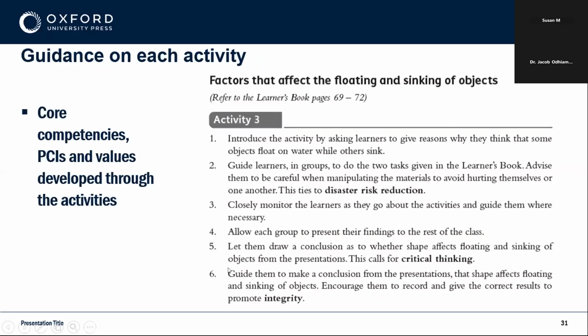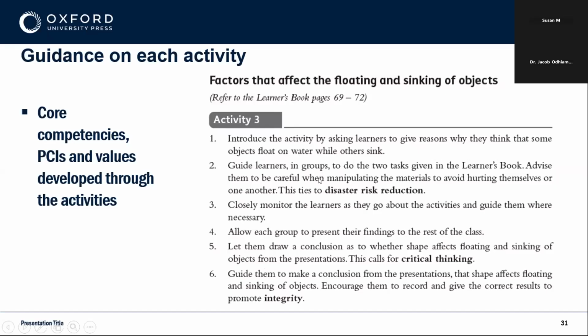So this is the learning guidance on each of the activities. And again, because we are dealing with competence-based education, as the learners carry out the activities, the core competencies, PCIs, and values are supposed to be developed within the lesson. There's no topic where, for example, today we are going to learn about critical thinking. That critical thinking is already infused in the activity.